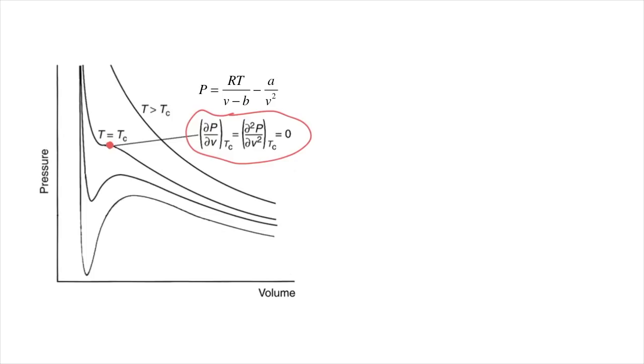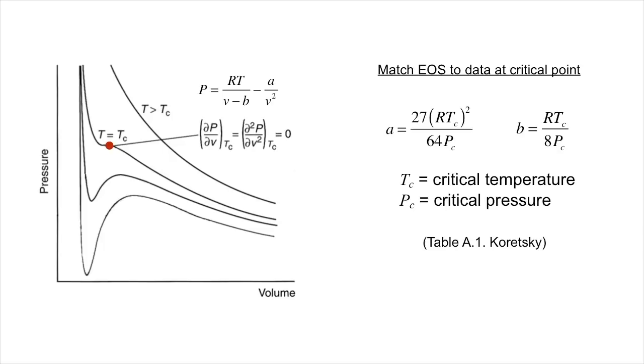This is the only place on the PVT surface where this can happen. So one idea is to adjust A and B in the Van der Waals equation such that this behavior will occur at the critical point of a real fluid that we want to model. This results in a system of two equations and two unknowns that we can solve for A and B, with the results shown here.